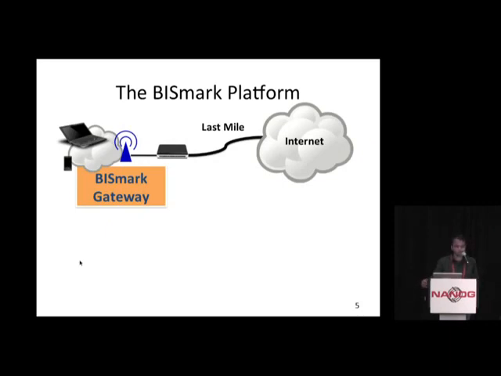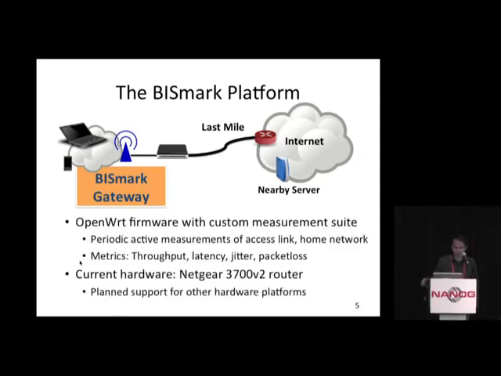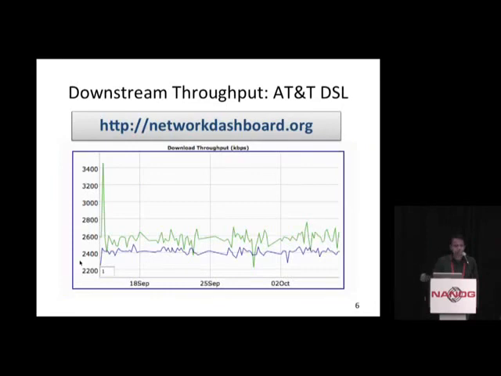The Bismark platform consists of the Bismark gateway, which runs periodic measurements to nearby servers and also the ISP's network. This gateway is based on the OpenWRT firmware with a custom measurement suite. The measurement suite runs periodic active measurements of the access link and the home network, and it measures metrics like throughput, latency, packet loss, and jitter. Currently, we support the Netgear 3700 router, but we have plans to support other platforms. The measurements that these routers conduct are uploaded to our central server at Georgia Tech and can be viewed at networkdashboard.org.